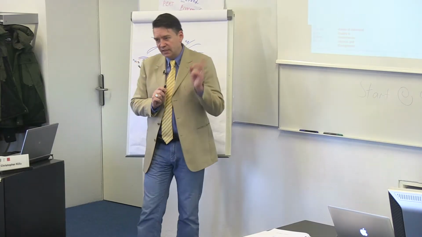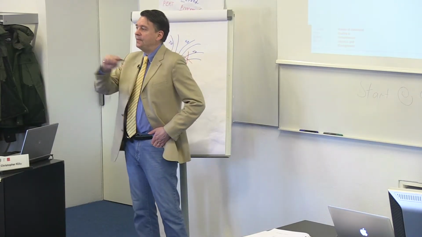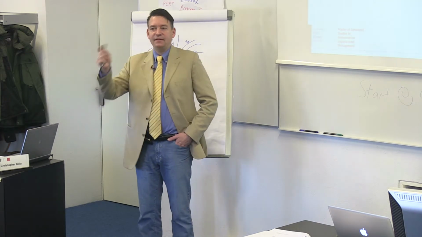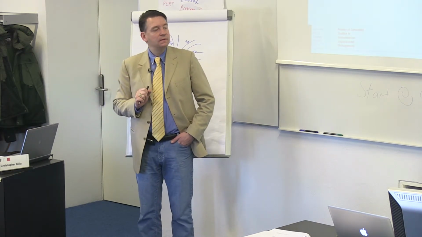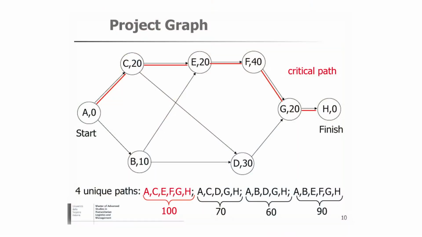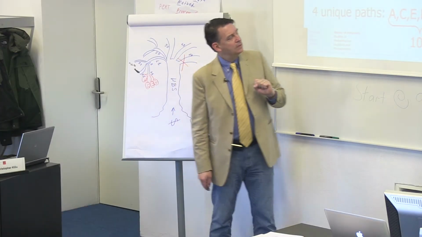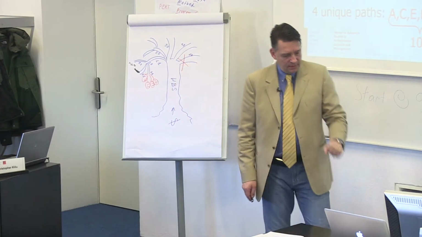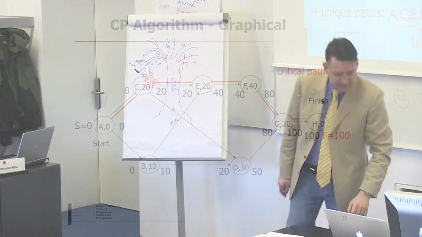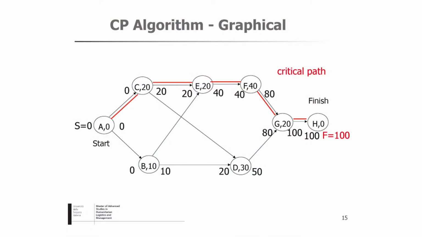So let me ask you, looking at this graph, how many paths are there through this project? Here I've listed those 4 paths through the project, A to C to E to F to G to H, and we simply add all the times. Now, the critical path is which one? It's the top one, right? I show it in red here. It's the longest path. This is the biggest number.